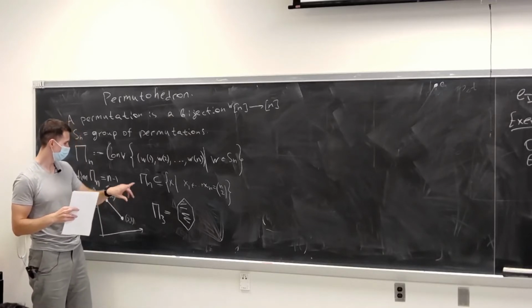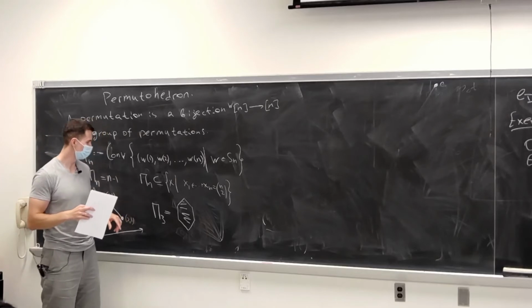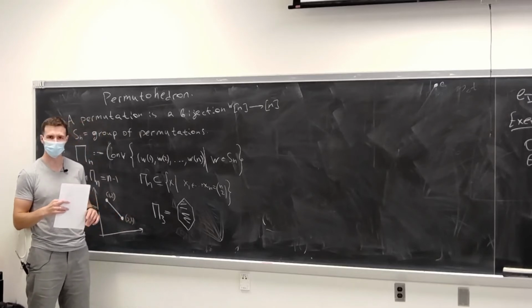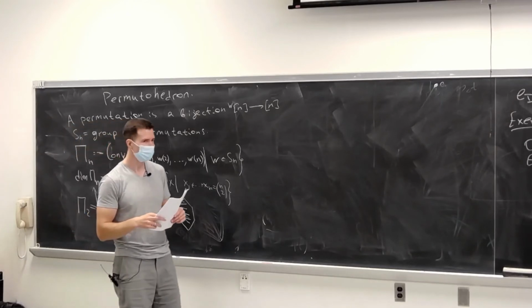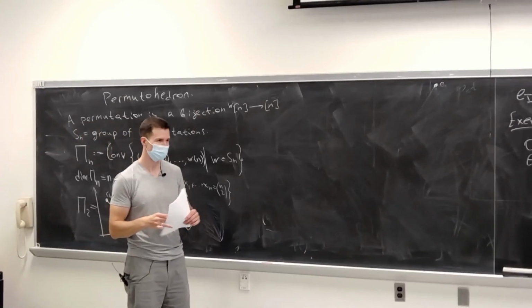Anyways, I guess we should just stop here and next time discuss why it's a hexagon, what's the number of vertices, and what are some other properties. So that's it. Thanks for coming, and see you on Friday.